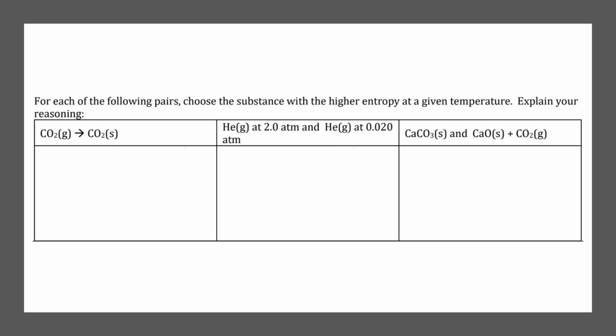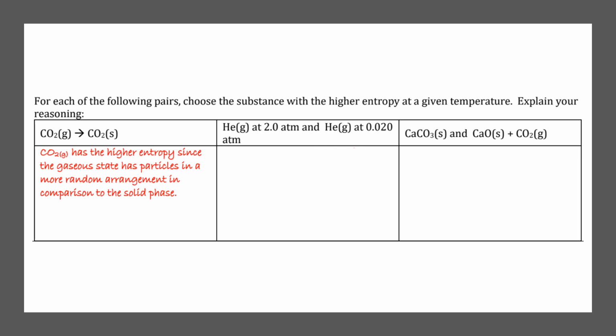we have carbon dioxide gas and solid. So of the two, which is going to have the higher entropy? Most likely for the first one, it's going to be carbon dioxide gas, since in a gaseous state the particles are in a more random arrangement in comparison to the solid phase.